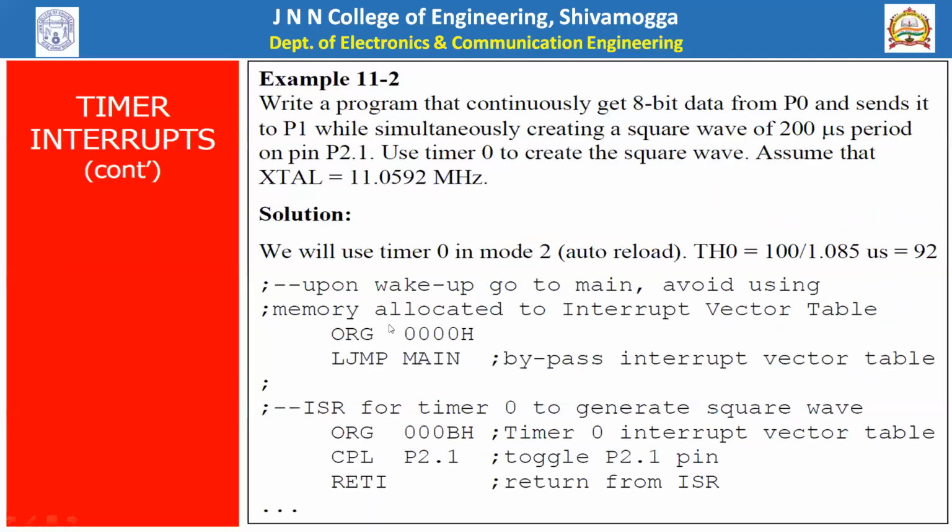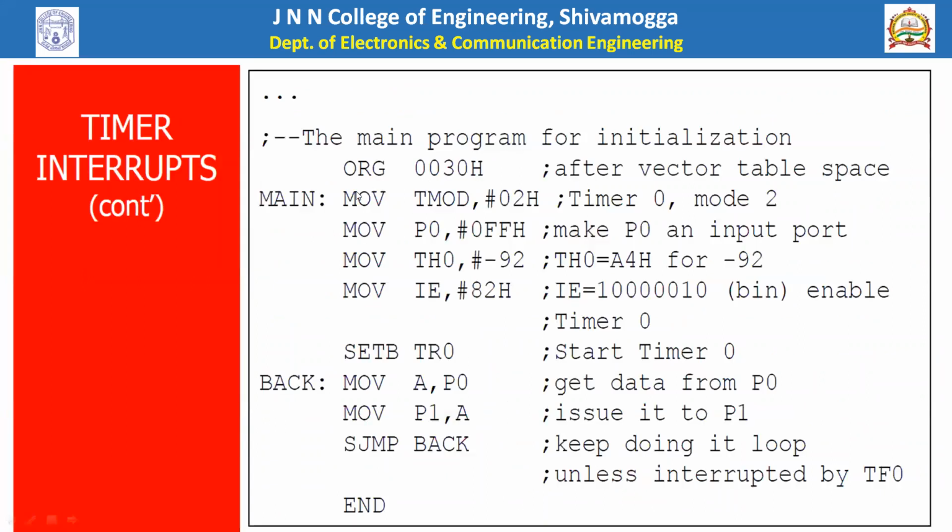So now we can see that. We will use timer 0 in mode 2. At origin, memory location 0, there is an interrupt vector table. That is why it is bypassing that location and going to the main program. In this main program, you are configuring timer 0 in mode 2. Then you are configuring P0 as input port. You are loading the timer with minus 92 or A4.